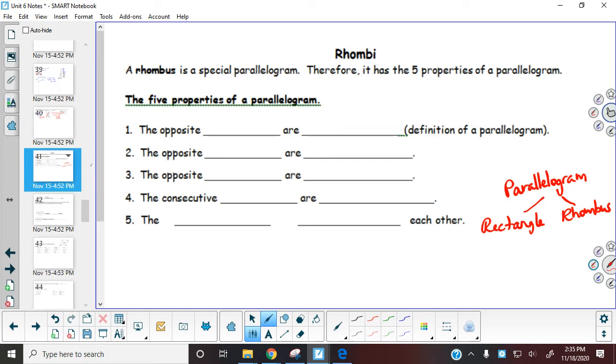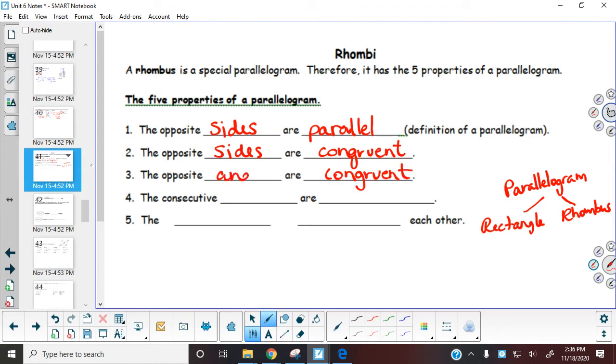Hopefully we have that the opposite sides of a parallelogram are parallel. Again, you want to talk yourself through: besides the sides being parallel, what else is true about your sides? Well, the sides are also congruent. And then you ask yourself, what else is congruent? Those are your opposite angles. And then what else about the angles? Well, the consecutive angles are supplementary, or they add up to be 180.